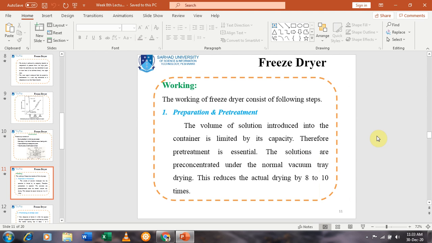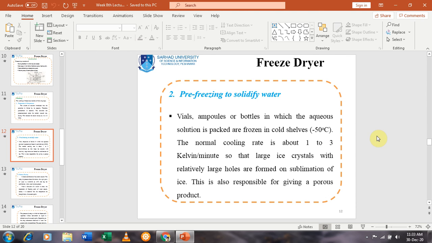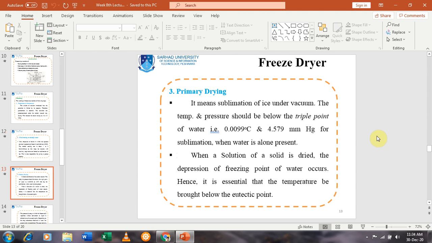Then we discussed thoroughly the different steps involved in the working of the freeze dryer, including preparation and pre-treatment. It is very important because it reduces the drying time by 8 to 10 fold. The second step is pre-freezing to solidify water. Then primary drying and its conditions, the triple point of water showing the temperature and pressure.